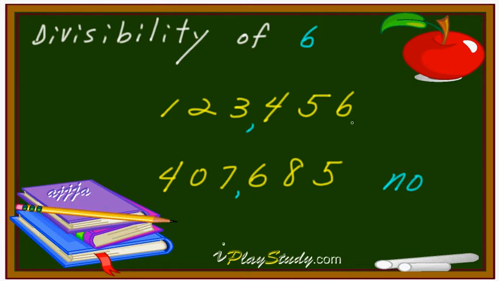Now, what about this one? The last digit is an even number. That's a good sign. Now we must check divisibility by 3. We still have a question mark right here. We add everything, keep adding until one digit, which should be divisible by 3.